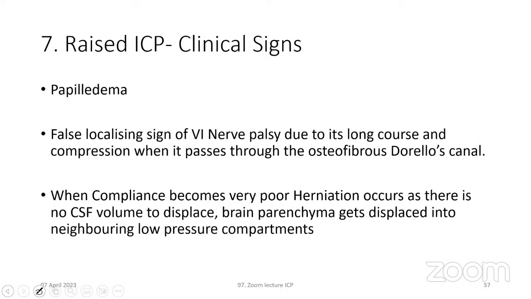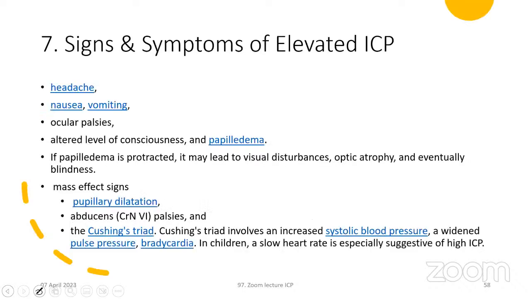After this, papilledema is an important finding in raised ICP. There may be false localizing signs of sixth nerve palsy due to its long course and compression when it passes through the osteofibrous dural canal. When compliance becomes very poor, herniations occur as there is no space or volume to displace. Brain parenchyma itself gets displaced into the neighboring low pressure compartments, which we'll see in coming slides.